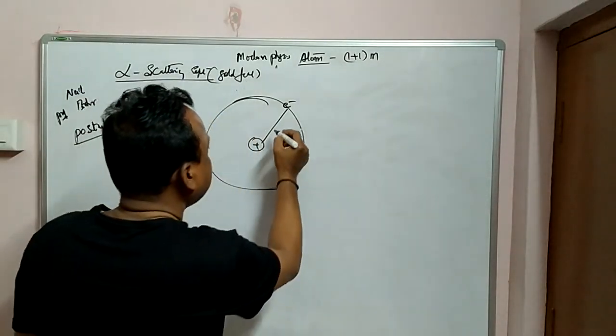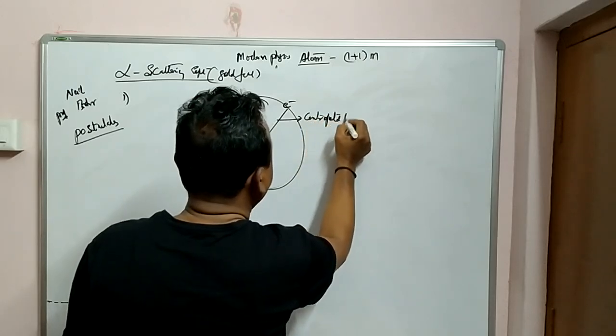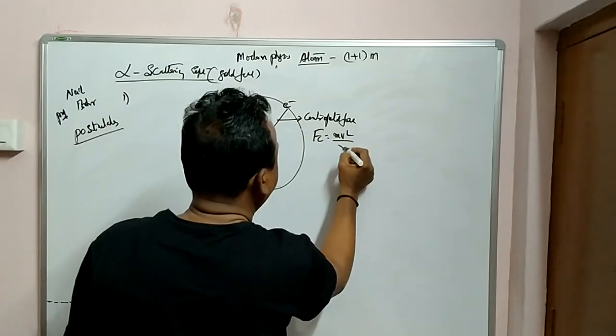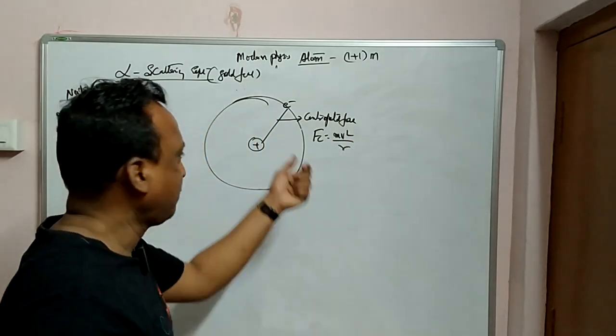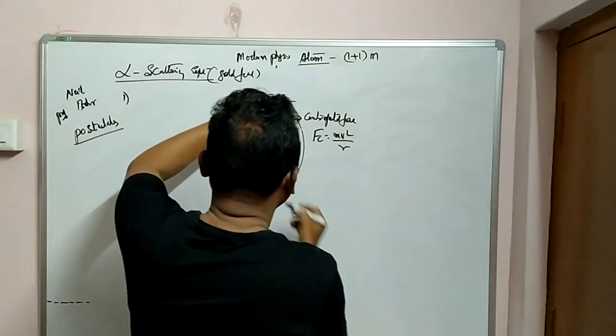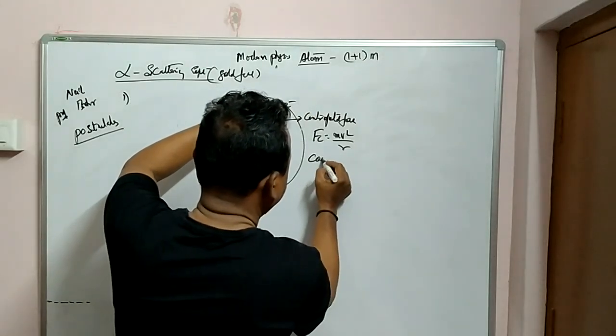Why won't it fall? Because the centripetal force, that is Fc = mv square by r, is helping it not fall into the nucleus, against whatever Coulomb force is there between the electron and the nucleus.